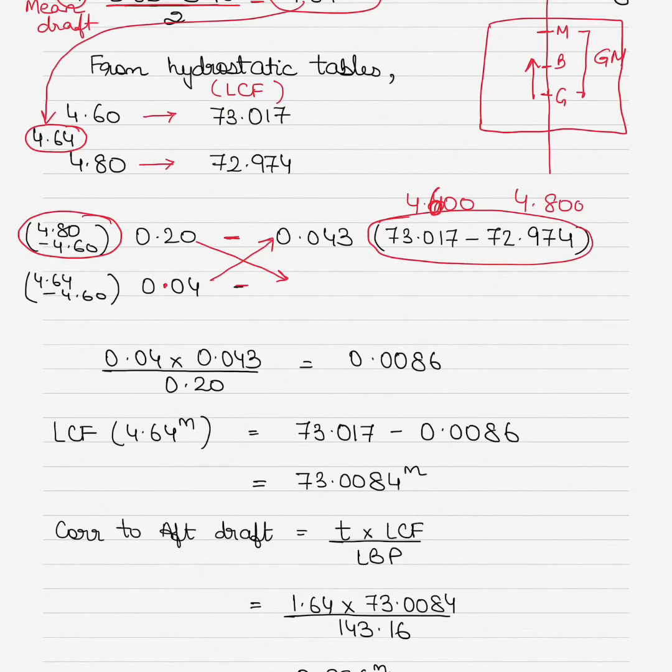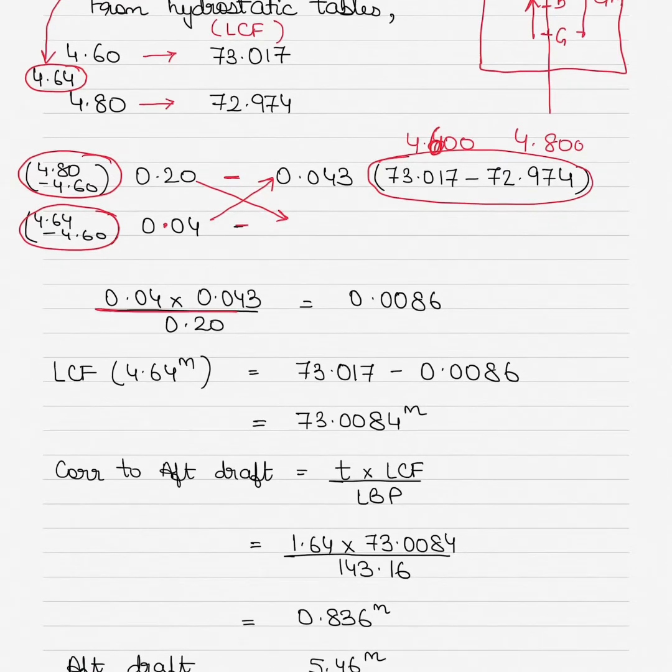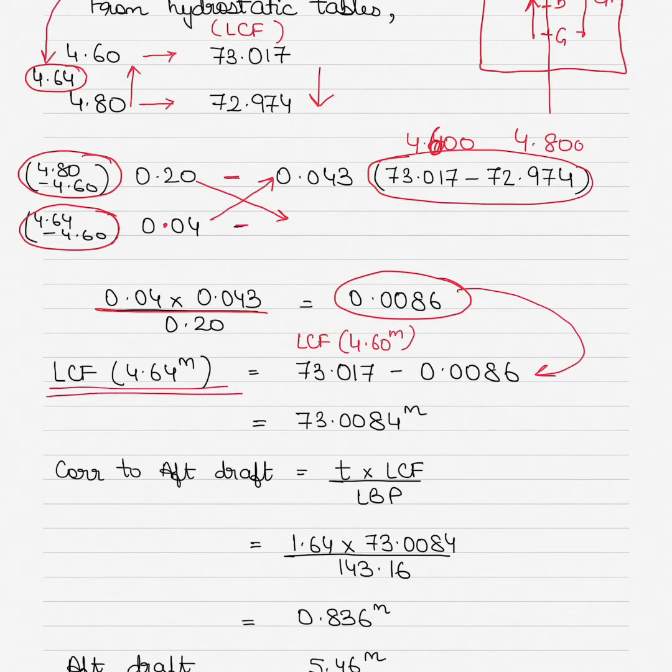So for a difference of draft of 0.04 meters, which is the difference between the required mean draft 4.64 and the given hydrostatic draft 4.6, the LCF correction value can be found by cross multiplication. So if I do a cross multiplication, I get an LCF correction value of 0.0086. Now I can see as my draft is increasing from 4.6 to 4.8, the LCF value is going down. Right? So when I go from 4.6 to 4.64, the draft is increasing, so the LCF value should be going down. So I'll take this correction value and subtract it from the LCF value of 4.6 meters of draft to get the LCF for 4.64 meters.